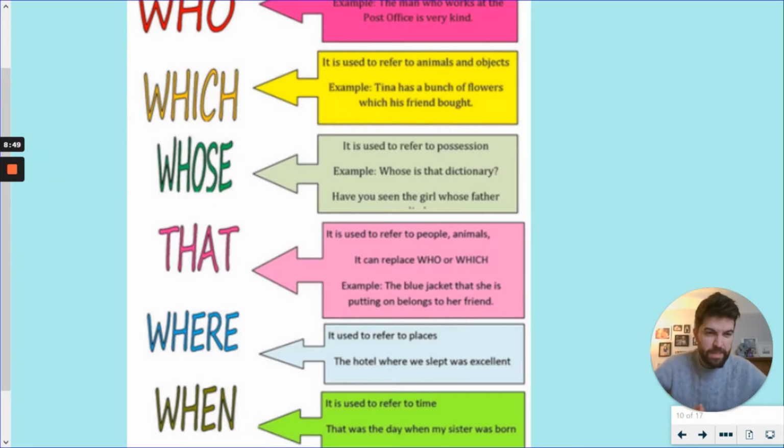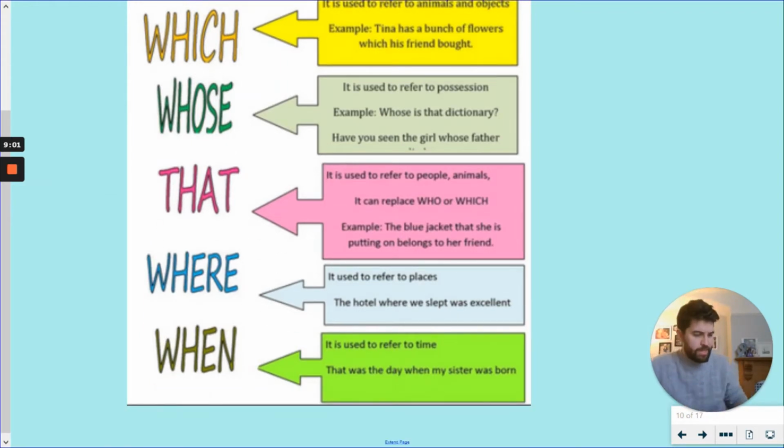Where? Well, that's used to replace places. So the hotel where we slept was excellent. It's talking about the hotel, so it uses the relative pronoun where. When can be a tricky one to use, and it's not always a relative pronoun when we use it. It doesn't always give us a relative clause. That was the day when my sister was born. When my sister was born is the relative clause.